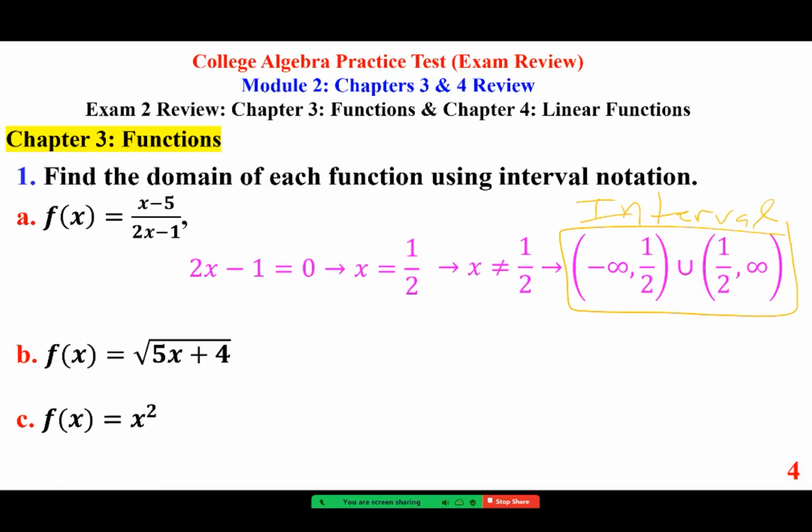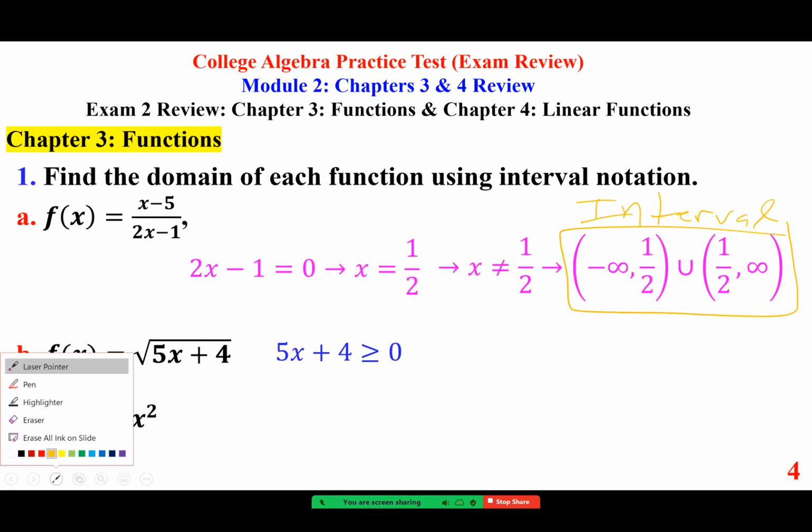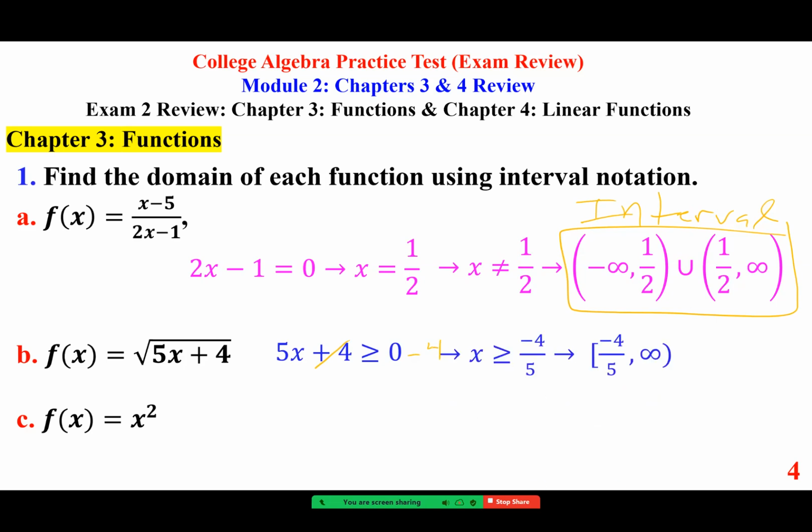Part B, the square root of 5x plus 4. And just going back, this is negative infinity to 1/2 union 1/2 to infinity. Notice with the parentheses, we're getting rid of 1/2. 5x plus 4 is larger than or equal to 0. Let's just move the 4 and make it minus 4 here. Divide by 5. x is larger than or equal to negative 4/5. This is the inequality, and this is the interval format.